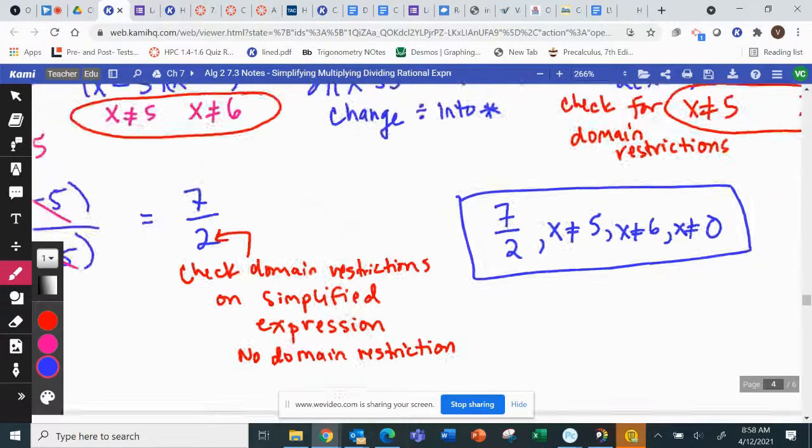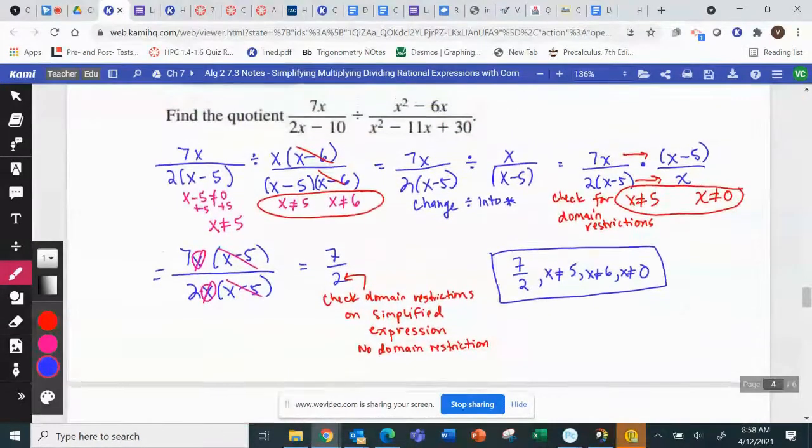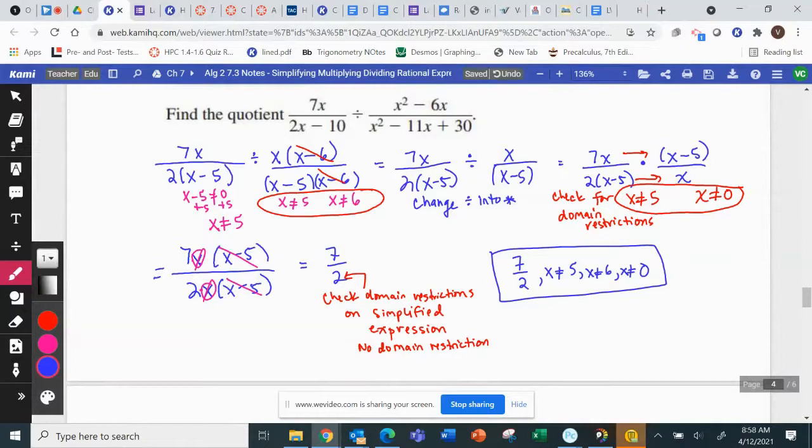So how this is different is we have to check our domain restrictions 3 times. We checked it right at the beginning, as soon as we factored it. We checked it after we flipped the second fraction. And then we check it at the end. There's 3 places rather than just 2. But if you understood multiplication, then this should be super easy. We just got to flip one to do it.